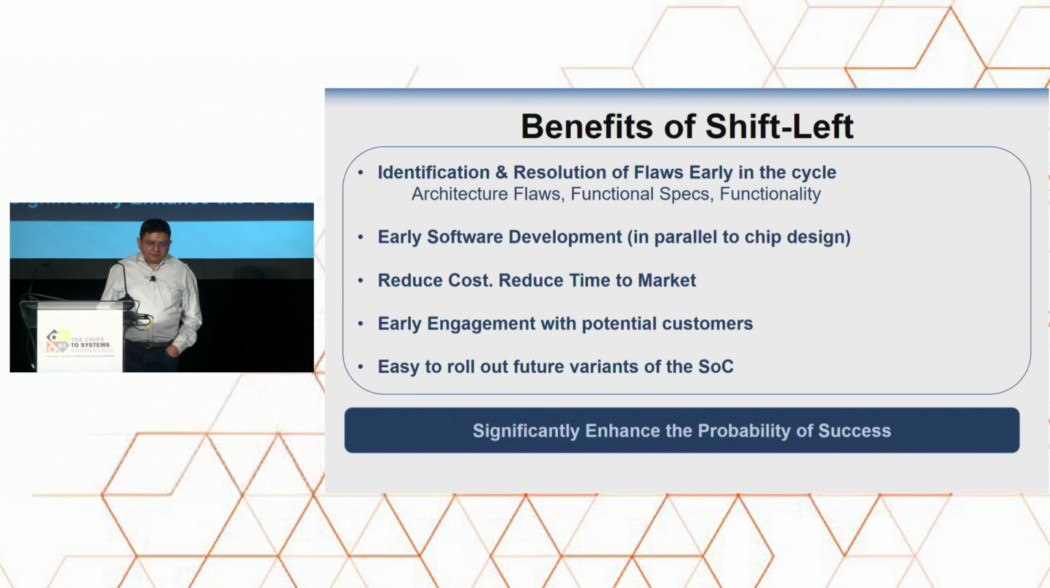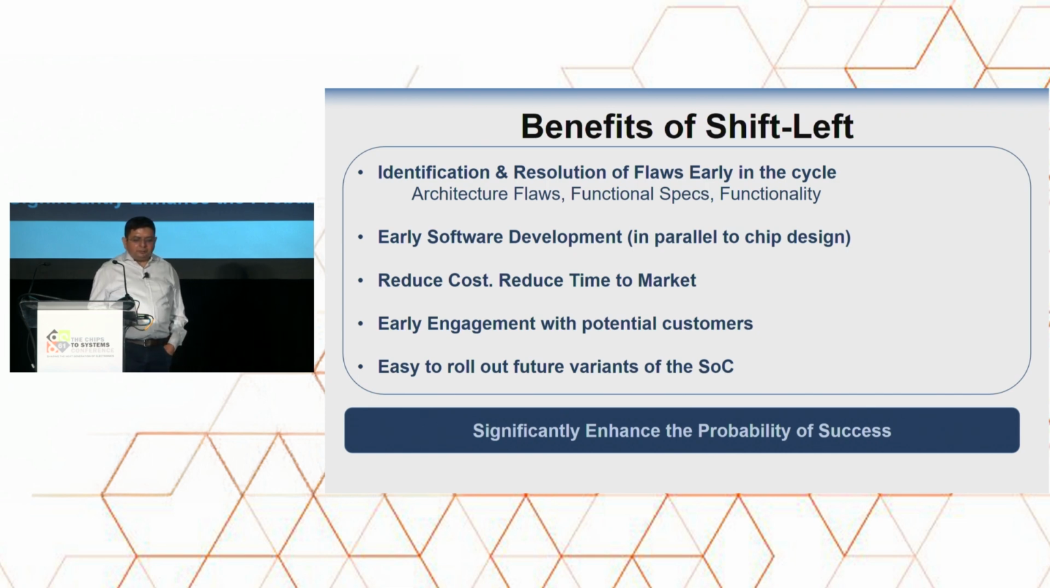If we try to summarize the primary benefit of shift left, it helps with the identification and resolution of flaws in your new SoC architecture quite early in the cycle, when you are just conceptualizing your chip. Quite early, you can see whether it's going to meet the requirements of the target application, and whether it's going to work seamlessly with the software stacks, etc. And if you find any flaws, you can resolve them quite early in the cycle.